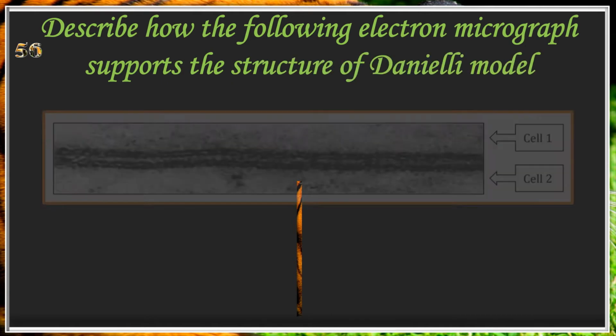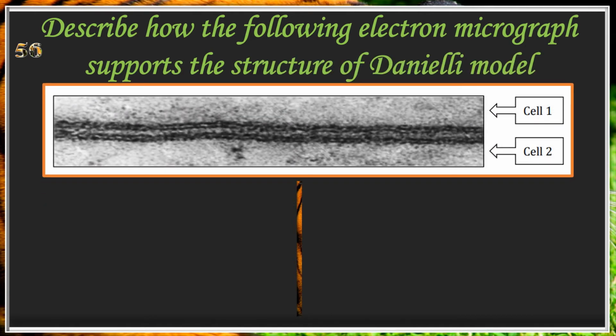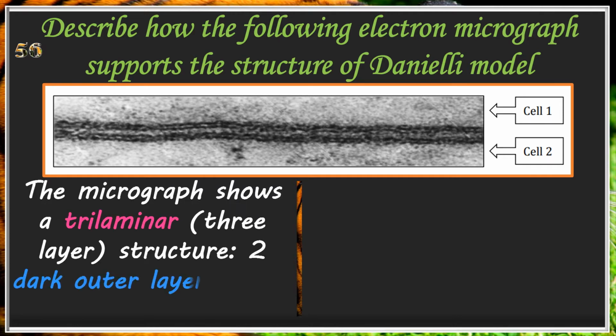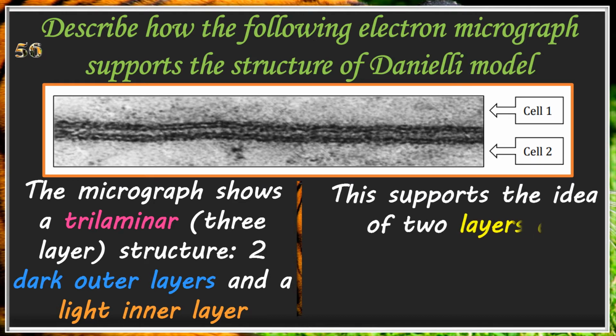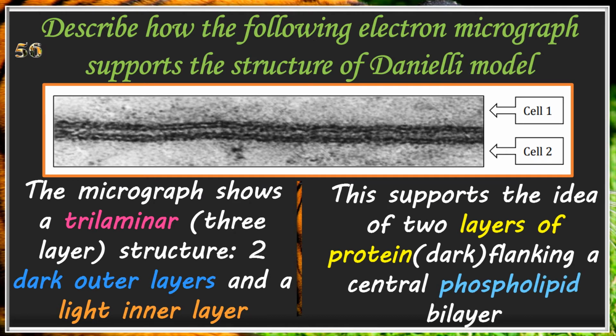Describe how the following electron micrograph supports the structure of the Danielli model. The micrograph shows a trilaminar or three-layer structure, two dark outer layers and a light inner layer. This supports the idea of two layers of proteins, that is the dark part, flanking a central phospholipid layer.